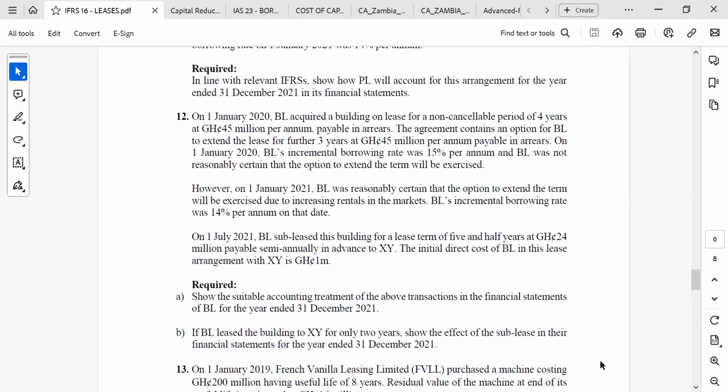Let's now come to the lessor accounting here. If you are paying semi-annually and you are paying for 5.5 years, how many rentals are you going to be paying within this particular period? Every year you are paying 2 times, and you are paying for 5.5 years. How many times will rentals be paid? 11 times.